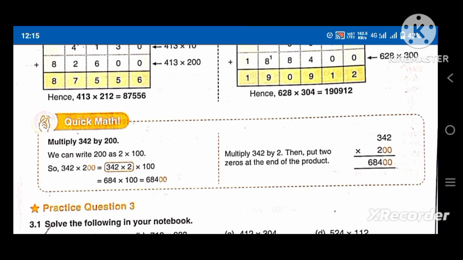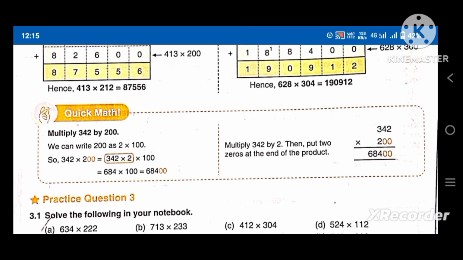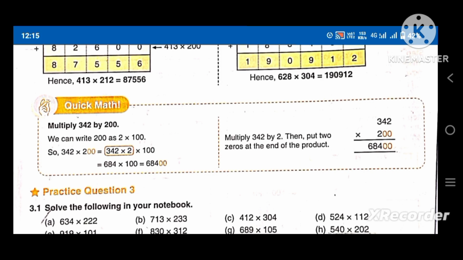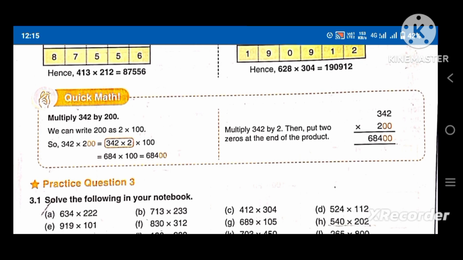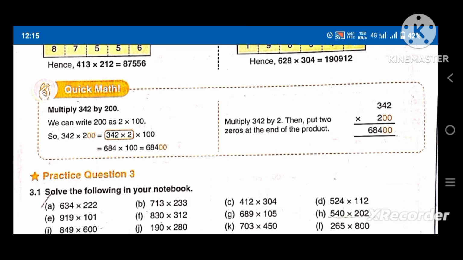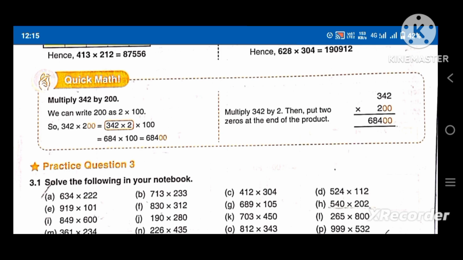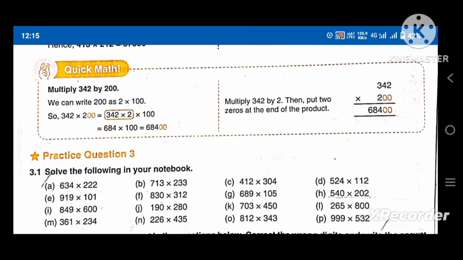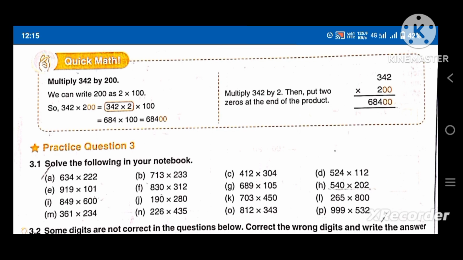Multiply 342 by 200. We can write 200 as 2 into 100. So 342 into 200 is equal to 342 into 2 into 100. 342 into 2 is 684, into 100 is equal to 68,400. Multiply 342 by 2. Then put 2 zeros at the end of the product. That is 342 into 200, 68,400.